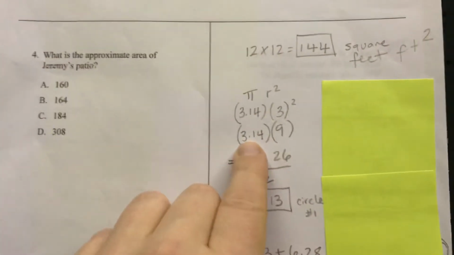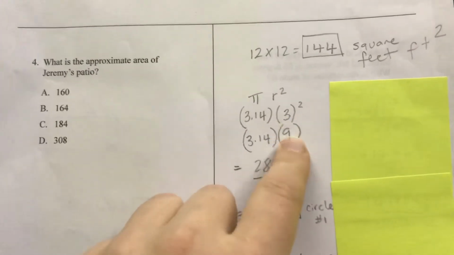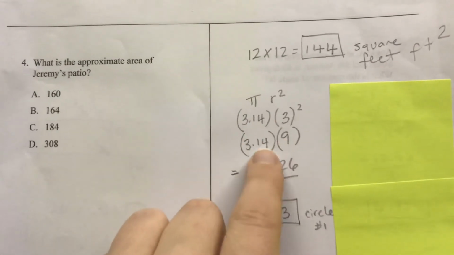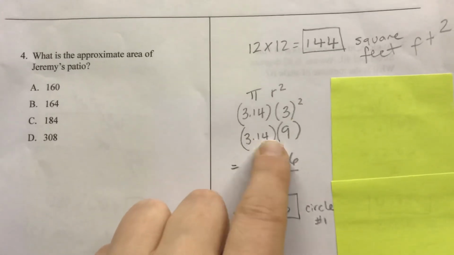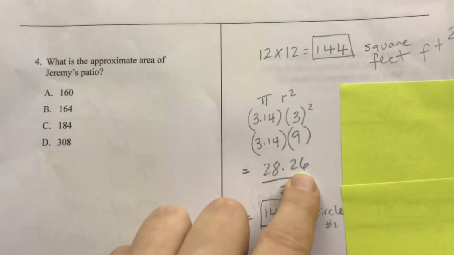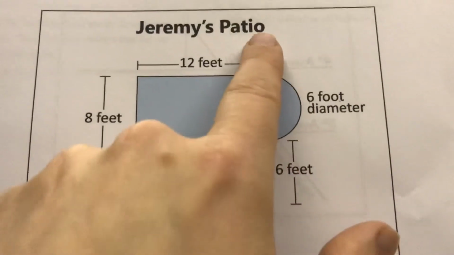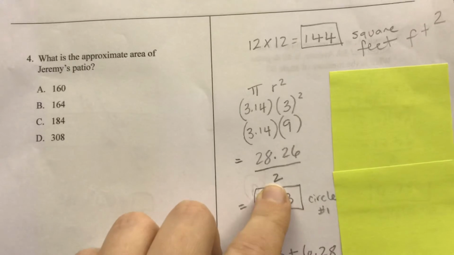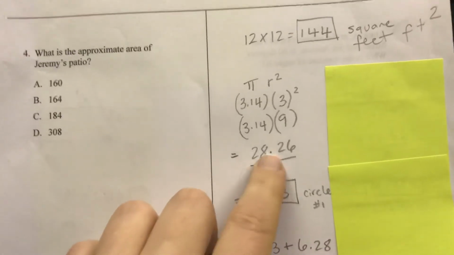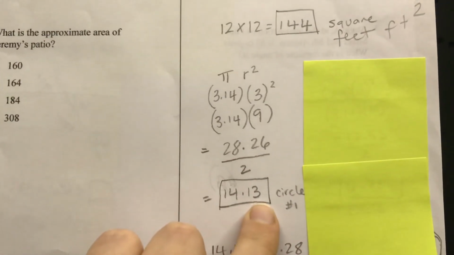Okay, so I've got 3.14 times 9. So I have to square the number first, and then I multiply it by 3.14. So 9 times 3.14, I put in my calculator, and it's going to tell me 28.26. Am I done? No, because that's the area of the whole circle, but I only want half a circle. So now I have to divide that by 2. I can plug that into my calculator, 28.26, and use the divide button, divide by 2, and it's going to give me 14.13.